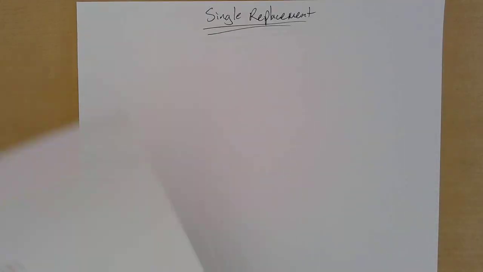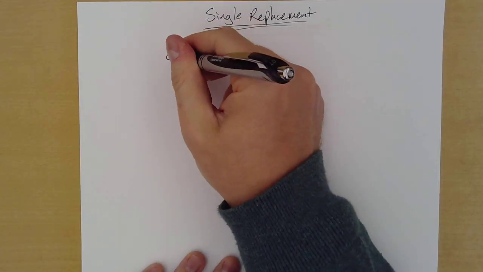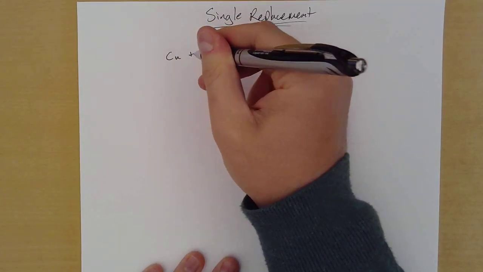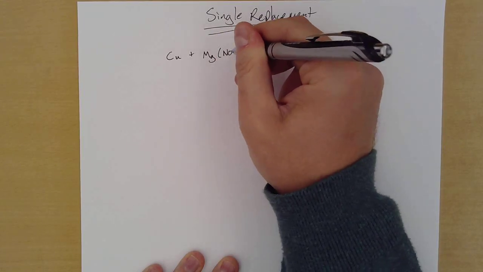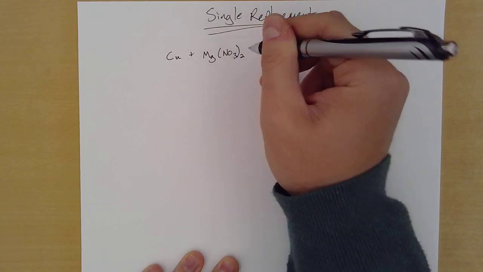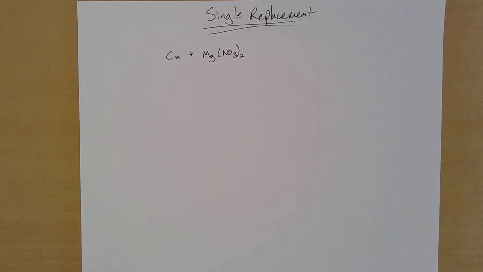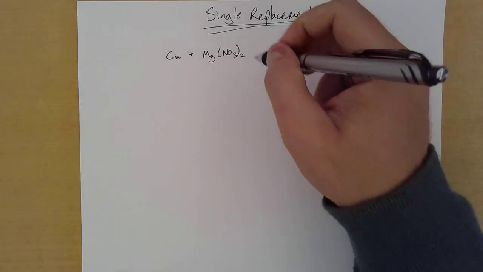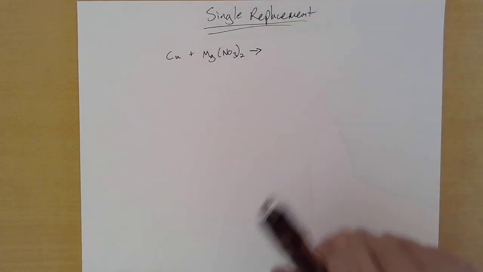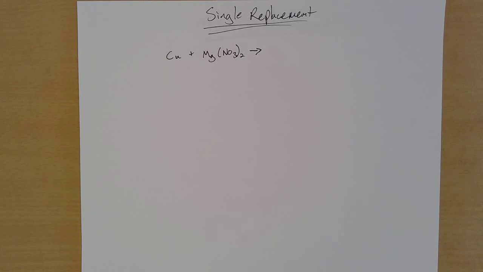So let's take a peek at a single replacement reaction. I'm going to write one out here. We have copper plus magnesium nitrate, so Mg(NO3)2. The first thing I need to do is identify that this is a single replacement reaction. So I'm looking at it, I see one element here, and I see it with an ionic compound. So I'm going to guess that this is a single replacement reaction.